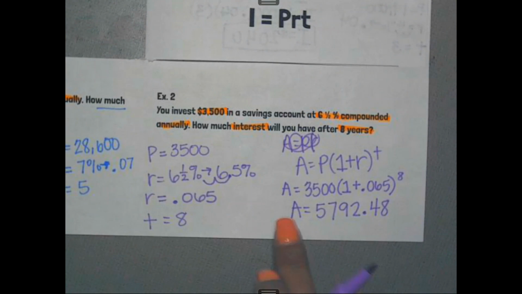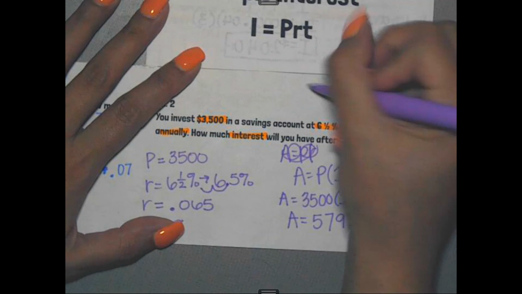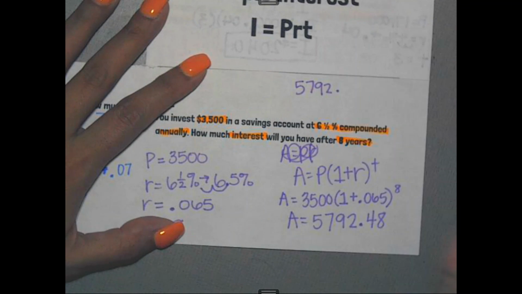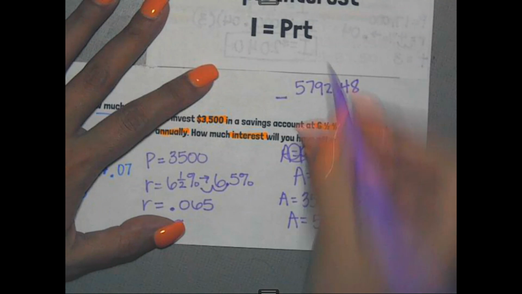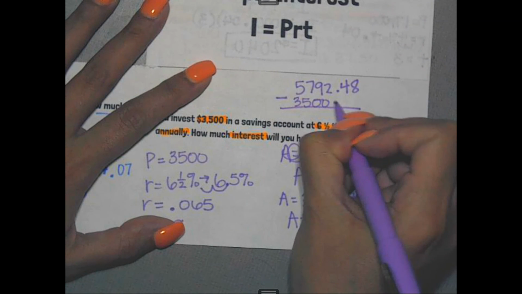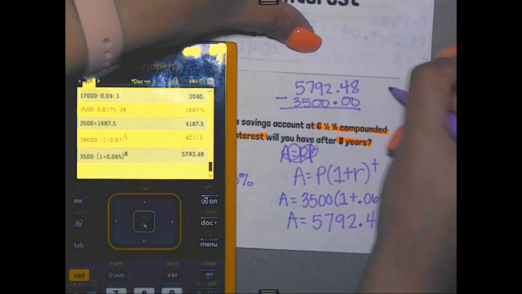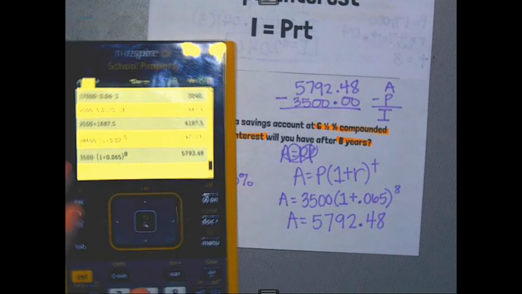So remember that A is the account balance. That is not how much interest we earned. So to figure out our interest, we need to take that account balance, $5,792.48, and we need to subtract what we put in there at the very beginning. We need to subtract our principal. All right, so when we take our account balance and we subtract our principal, we're going to end up with our interest.